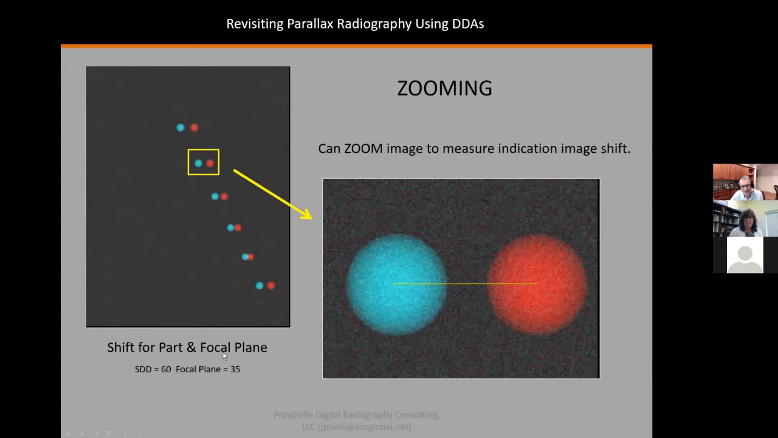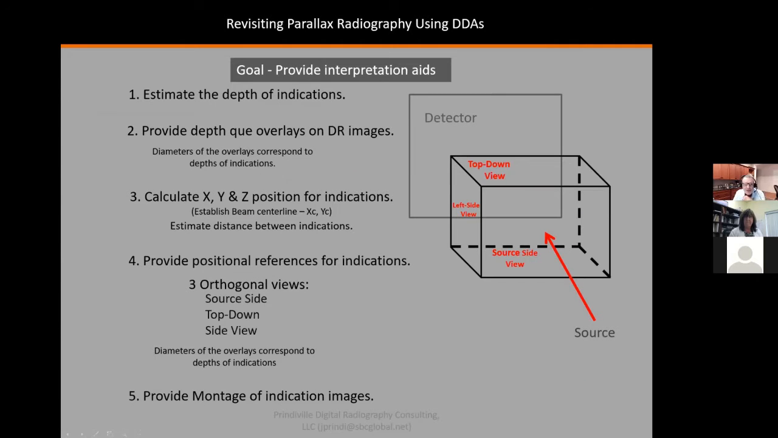So I said, focus on a plane of 35. So that's why the 30 doesn't line up anymore, because I focused on a plane of 35. Now I can zoom in on this image to get a more accurate measure of the distance between the 2 indications. So now that I've done that, I should be having the computer calculate what the depth is. So at this point, I should have an estimate for the depth of the indications. And that depth right now is going to be the distance from the source.